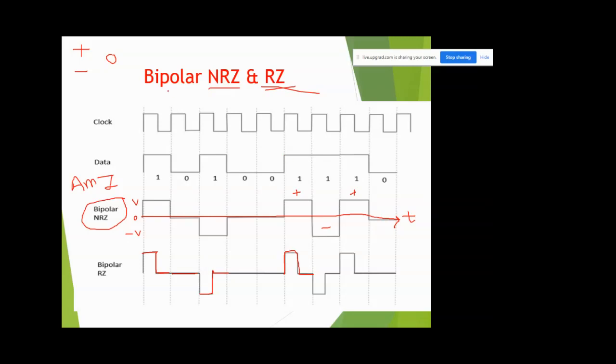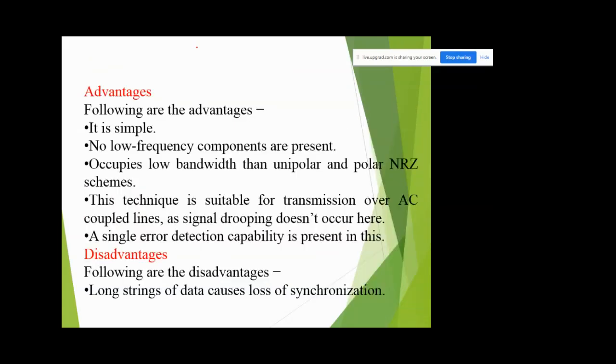So bipolar NRZ is also called AMI NRZ, and this is AMI RZ. This is bipolar, and it is very famous from the examination point of view. Now let's see the advantages and disadvantages. It is simple. No low frequency components are present. It occupies low bandwidth compared to unipolar and polar NRZ schemes. This technique is suitable for transmission over AC coupled lines, alternating current, as signal dropping does not occur here.